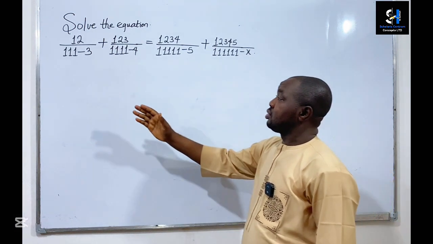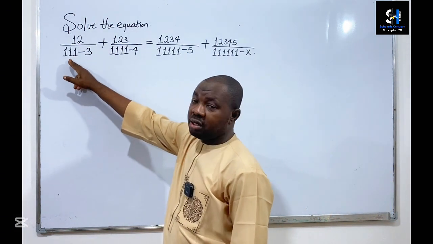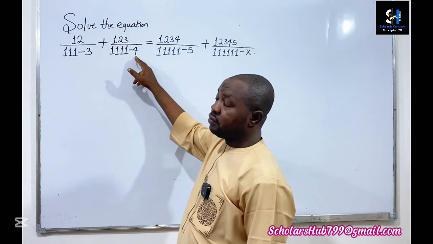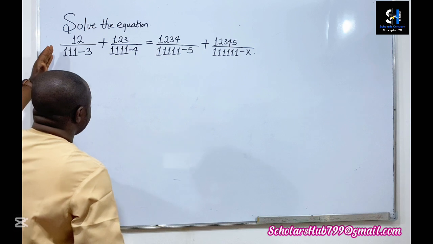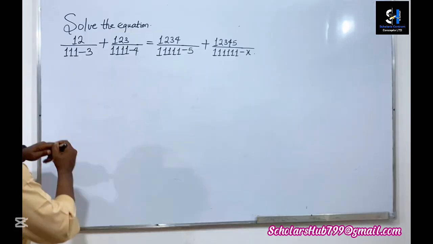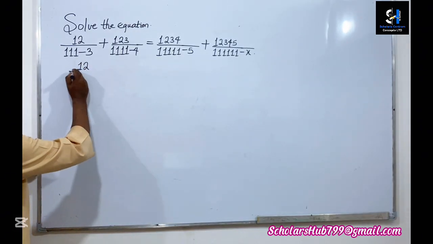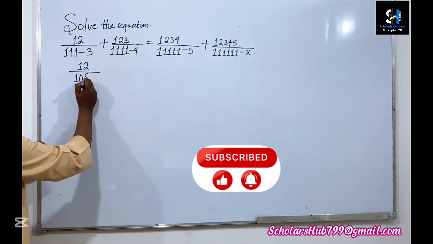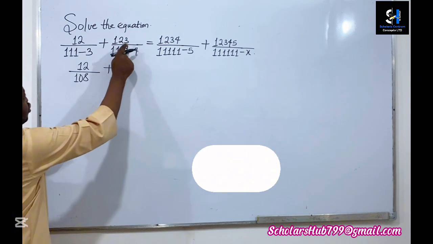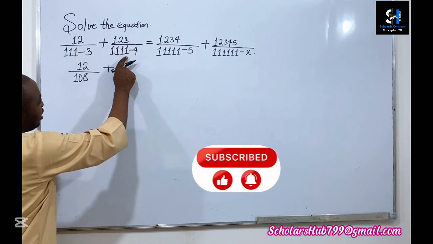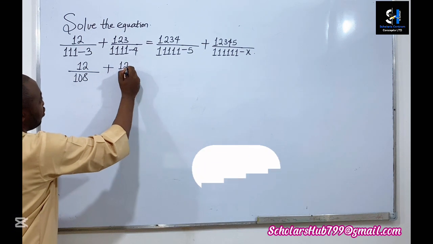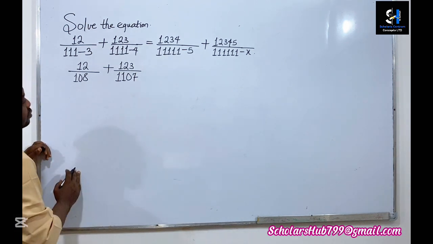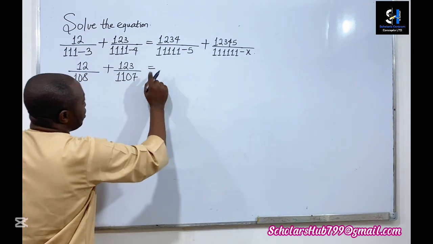We have on the left hand side 12 divided by 111 minus 3 plus 123 divided by 1111 minus 4. If you look at what we have on the left hand side, this will reduce to 12 over 111 minus 3, that will be 108, plus 123 divided by 1111 minus 4. This will be 123 divided by 1107.